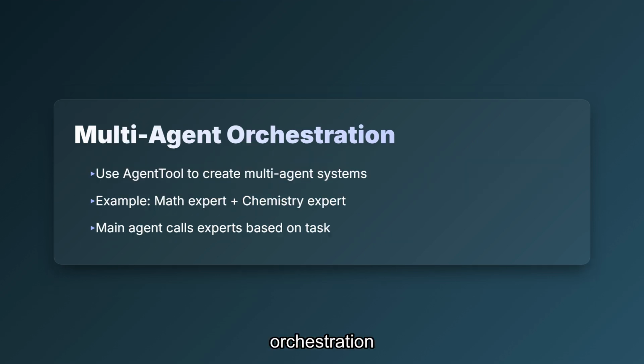Multi-agent orchestration is a core feature of AutoGen. We can use Agent Tool to wrap other agents as tools for a main agent to call. For example, here we create a math expert and a chemistry expert, then provide them as tools to a general assistant agent. When the user asks a math question, the assistant calls the math expert. For chemistry, it calls the chemistry expert. The max_tool_iterations parameter controls the maximum number of tool calls.